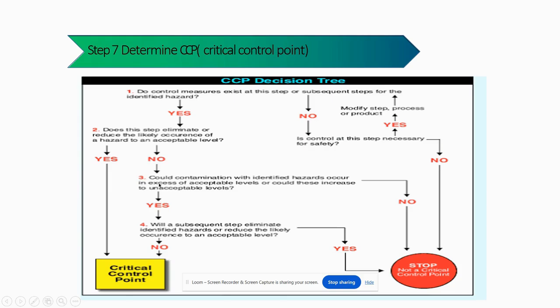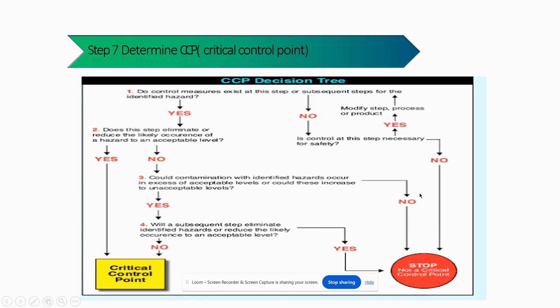If the answer to your fourth question is yes, then it is considered not a critical control point. If the answer to your third question is no, then also it is not a critical control point. This is the very basic part of this HACCP system, that is, to determine the critical control point. We need to raise the questions and get the answers, and based on the answers, we fix whether this is a CCP or not.